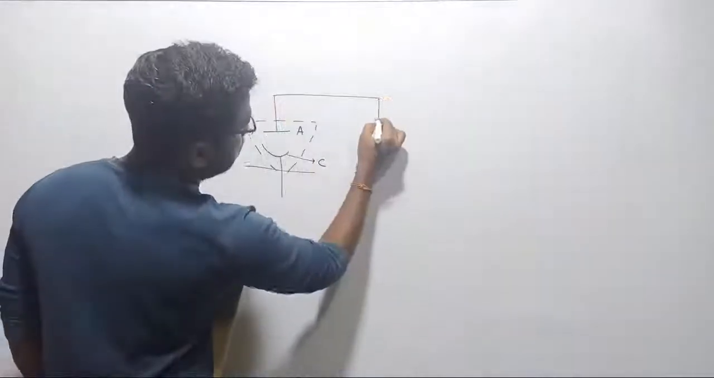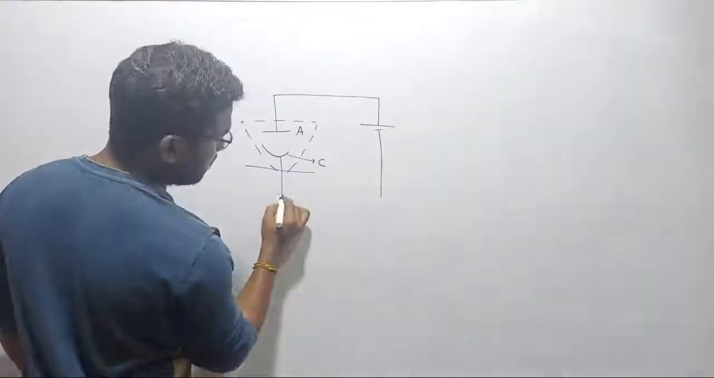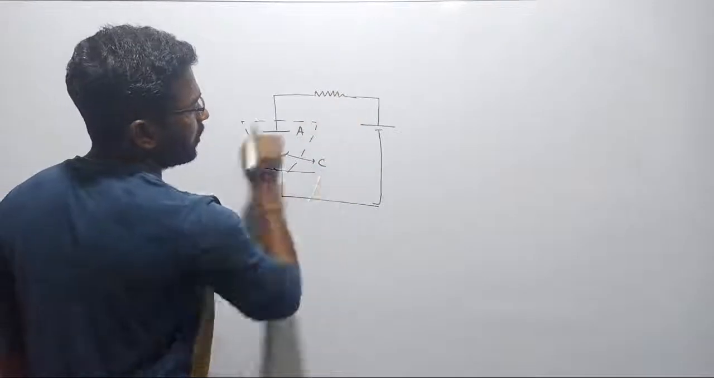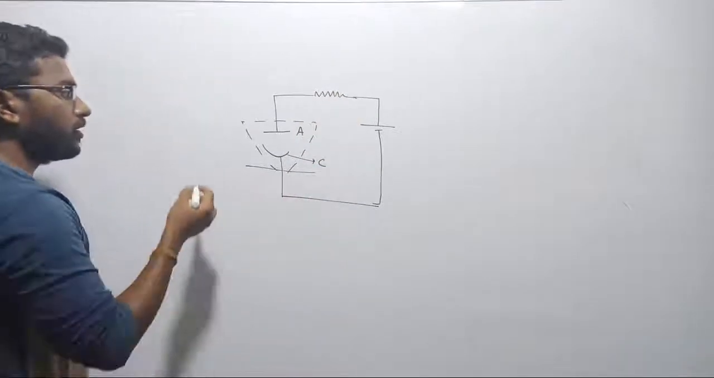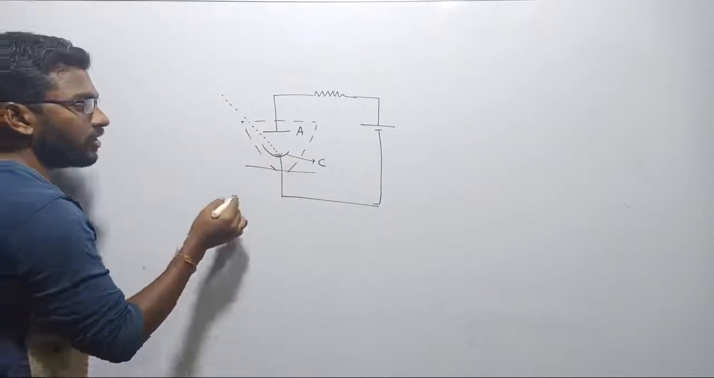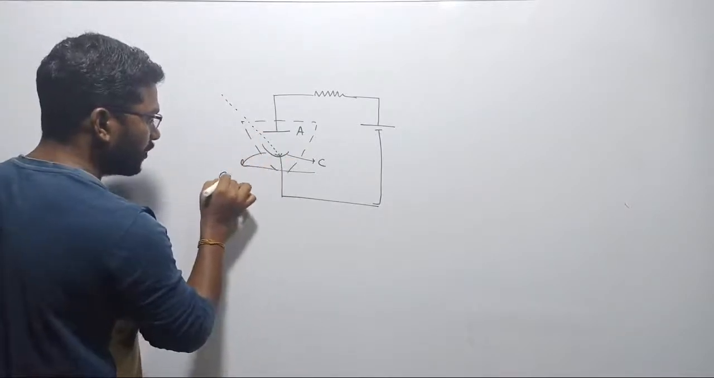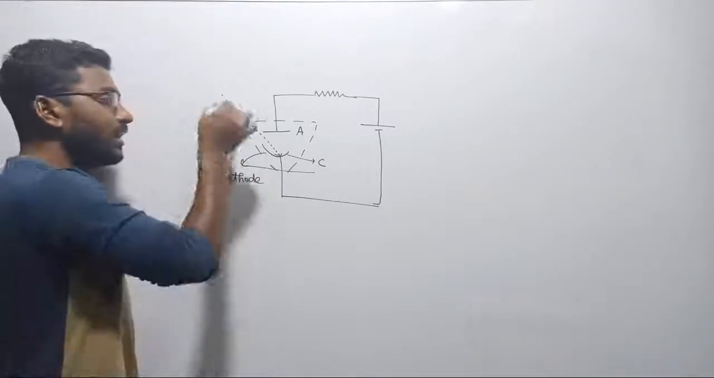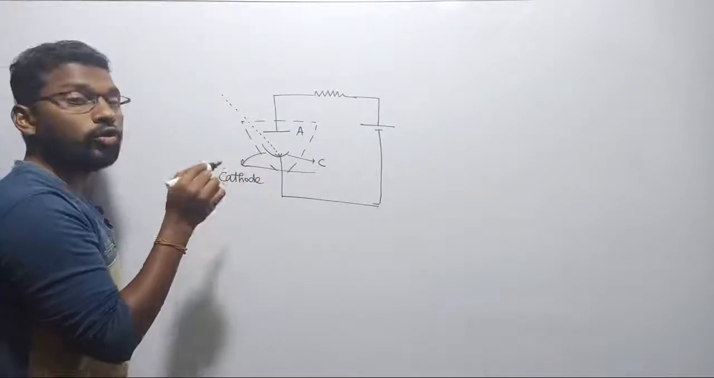So let me connect it with a battery here. Some internal resistance also we can consider here, right? Actually what will happen whenever light is incident? The light is hitting your cathode plate. Whenever light hits the cathode plate, that hitting light, that is incident, is called photo emission, right?